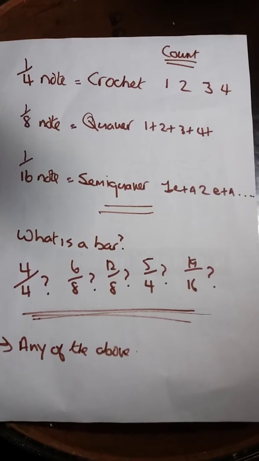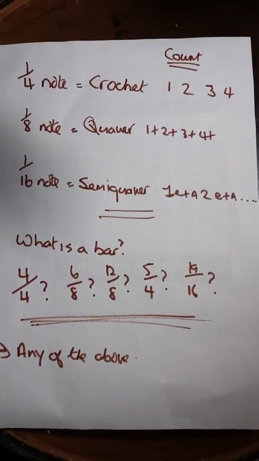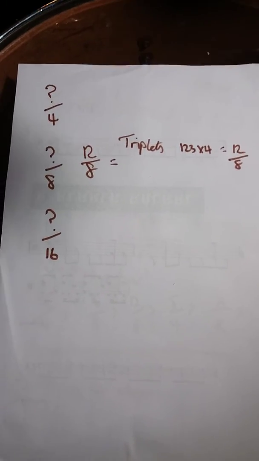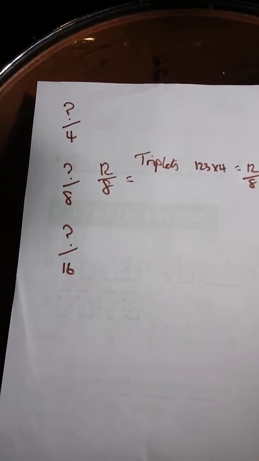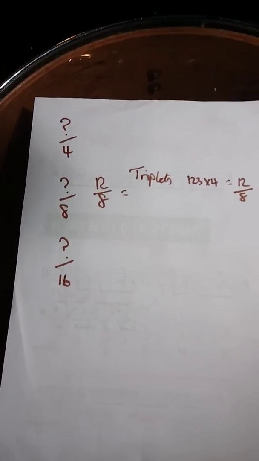So bear with me one second and I'm just going to explain this a little bit more in detail. Here you'll see a question mark over 4, a question mark over 8 and a question mark over 16. I haven't got into semibreves and minims. Quarter notes, 8s and 16s are the most common terms that we use, so I'm just going to stick with this for the minute.